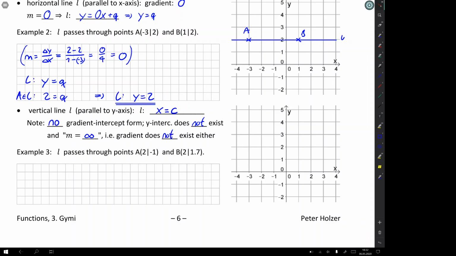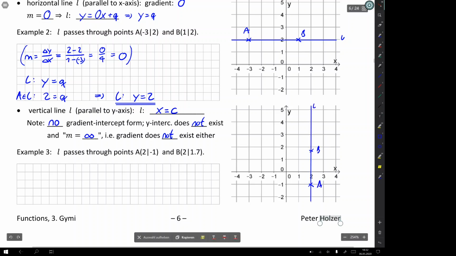Let us look at example 3, a line given by the points A (2, -1) and B (2, 1.7). Let's draw quickly these two points. So (2, -1) and (2, 1.7). We have B and A. And so we see that the line L passing through the points A and B is a vertical line. Again, let us assume we didn't realize that, so we'll just start the normal way. We say the line L, in general, we want the gradient intercept form, so y equals mx plus q. Let's find m.